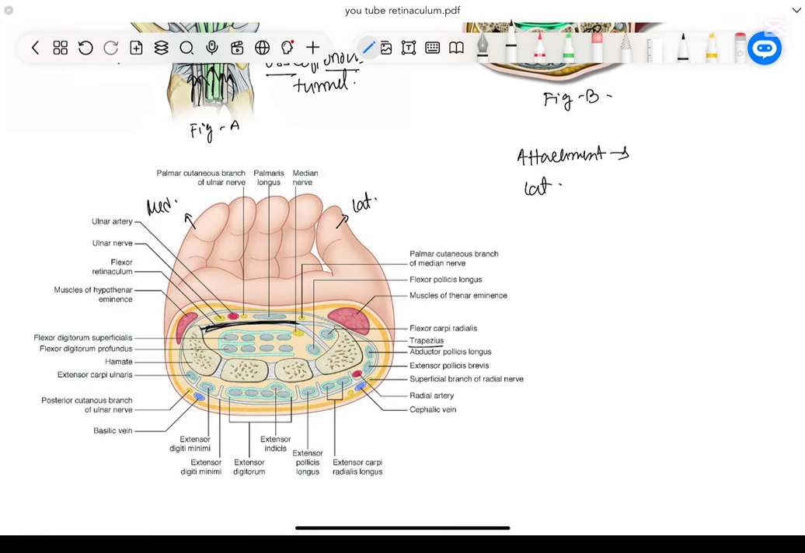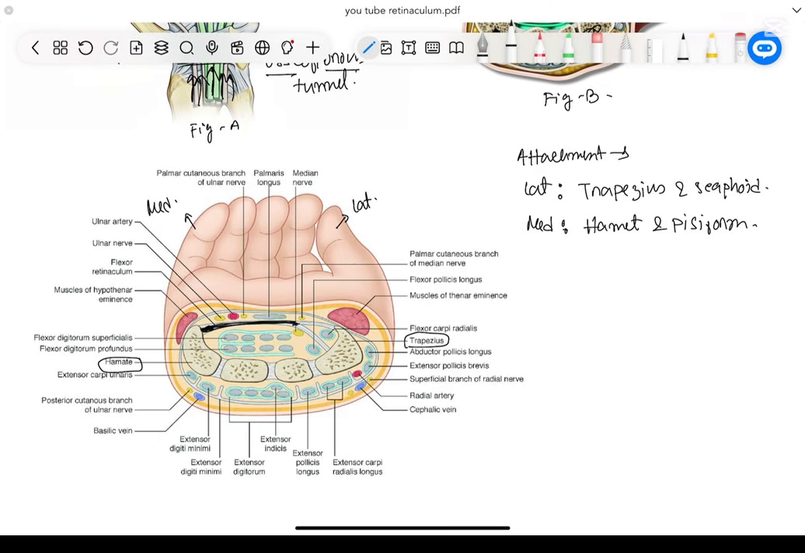You can see laterally it is attached to the trapezium. One more bone is attached here, that is the scaphoid. So laterally there will be trapezium and scaphoid. And medially we will see hamate and pisiform. Pisiform is not showing in this image, so we can write hook of the hamate and pisiform. This is the attachment on both sides.